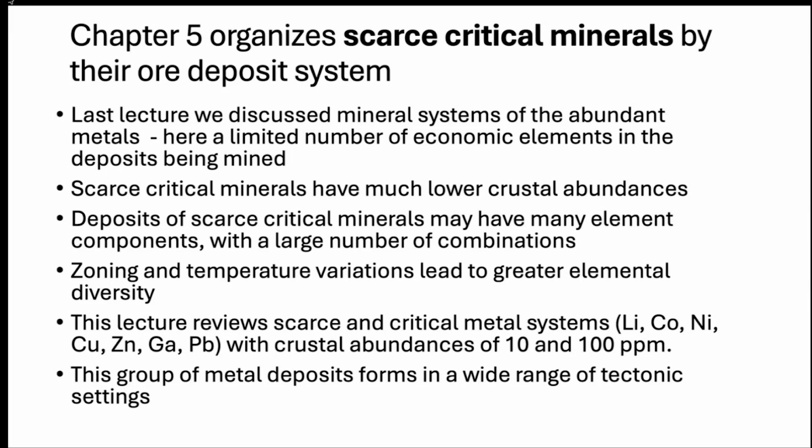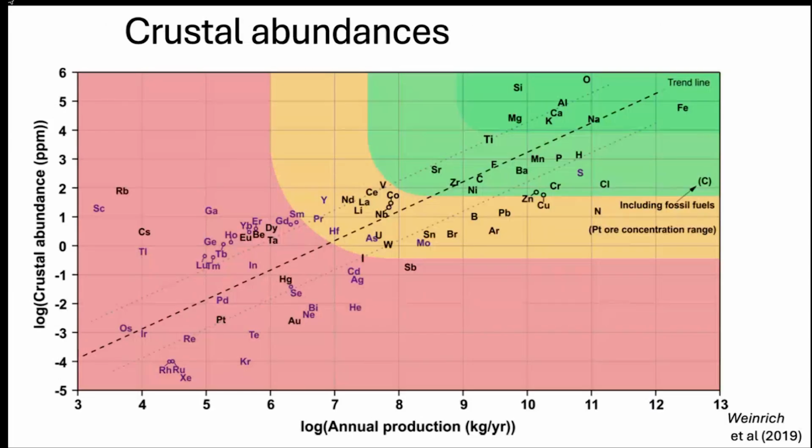So we're really looking in this lecture at things like lithium, cobalt, nickel, copper, zinc, gallium, and lead, although the chapter also includes lanthanum, cerium, and praseodymium, the three lightest of the rare earth elements. I think we'll talk about those with the rest of the rare earths in another lecture. These scarce mineral deposits come from a wide variety of tectonic settings.